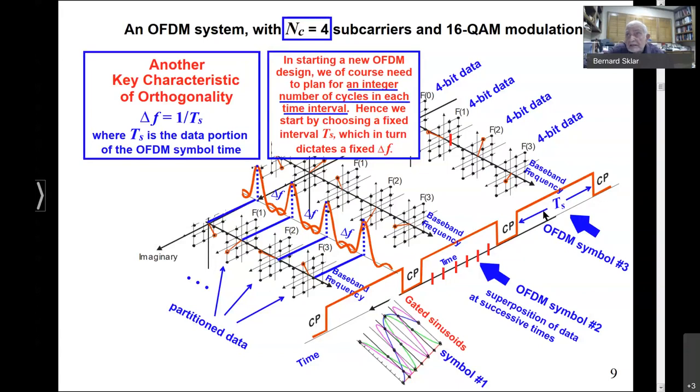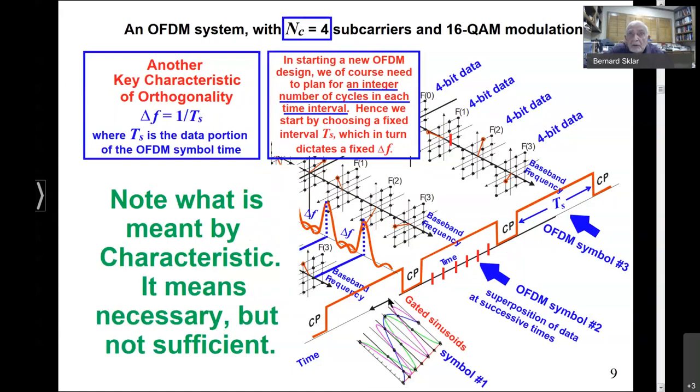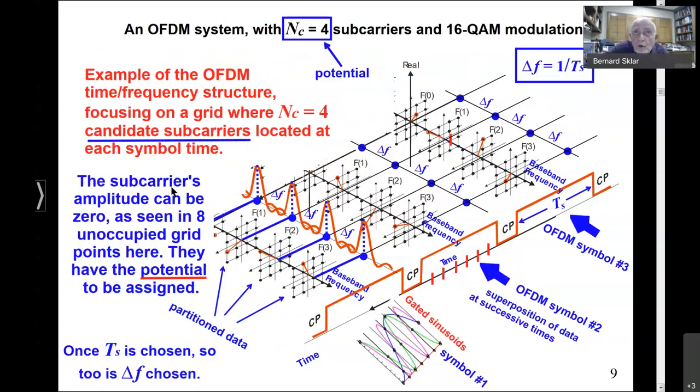And do you see that once you've chosen that T sub s, you've immediately chosen that delta F difference between the sync functions, because that's fixed. That's a necessary condition, but not sufficient to prove orthogonality. It's necessary that the spacing in frequency between these peaks, or the center values of the tones of the sync functions, are in fact equal to this reciprocal. And again, note what is meant by characteristic. It means necessary but not sufficient. And I'll say more about that shortly.